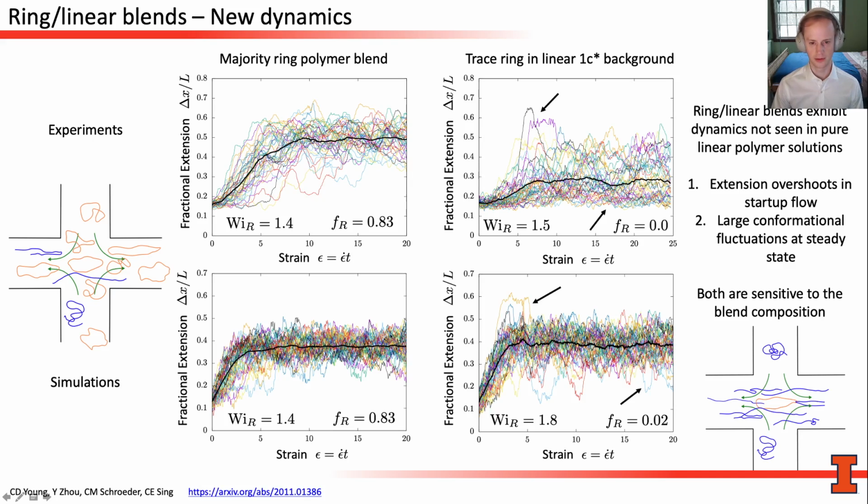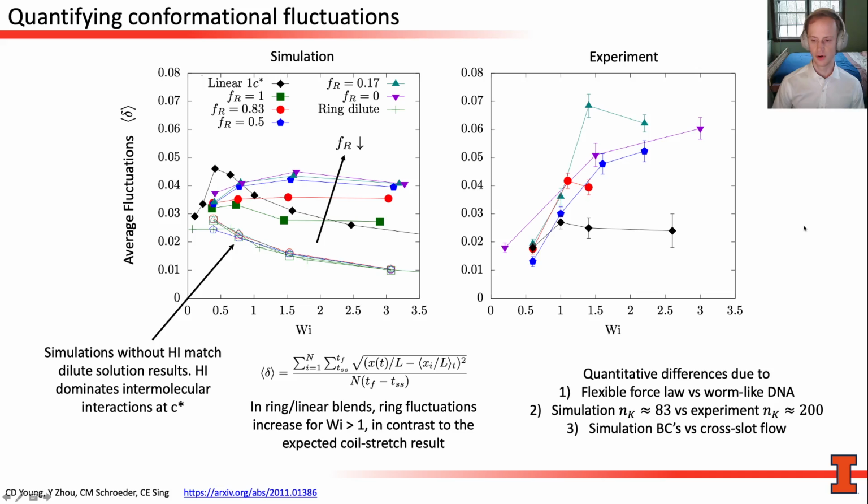And really the unique and interesting dynamics here occur as we vary the blend ratio. Over here I'm showing a trace ring polymer in a linear background at the same total polymer concentration. In this case, we observe transient fractional extension overshoots upon the startup of flow. And at steady state, we have these large conformational fluctuations between coiled and stretched states. These are fairly unique to these ring polymers, or at least they haven't been seen in pure linear polymer solutions. Both effects are fairly sensitive to the blend ratio.